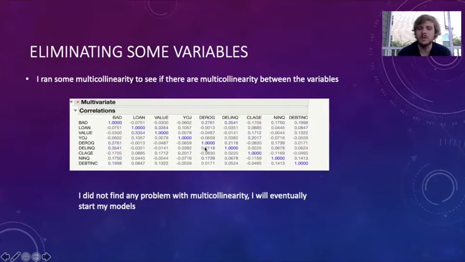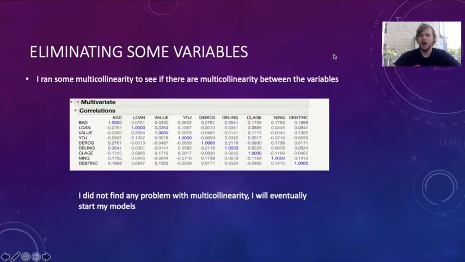So I was eventually ready to start my models and to discuss them. After deleting my variables, I had decided to do a multicollinearity test to see if there was any multicollinearity between the variables. I did not find any multicollinearity in this problem, so I was ready to start my models.